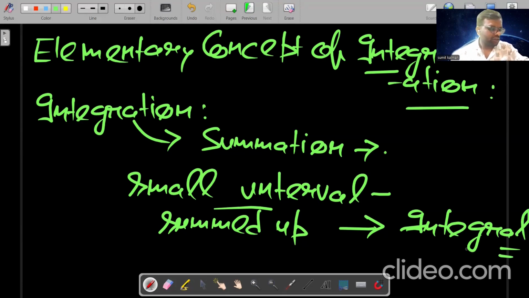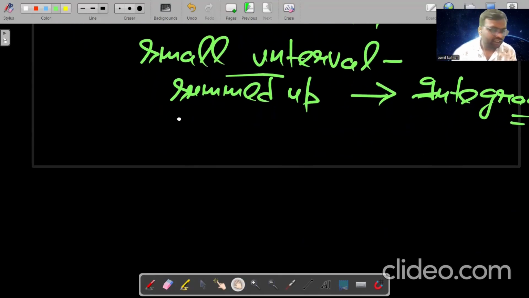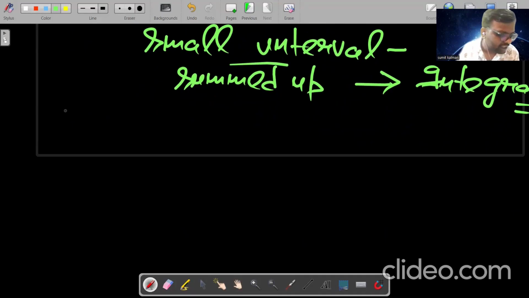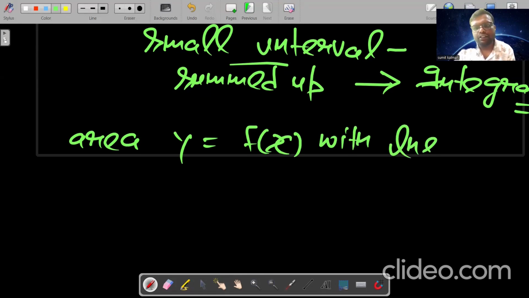Now, students, we'll proceed further. If we talk about standard integration, then students, it is used to determine the area found by the curve y is equal to f(x) with the x-axis.